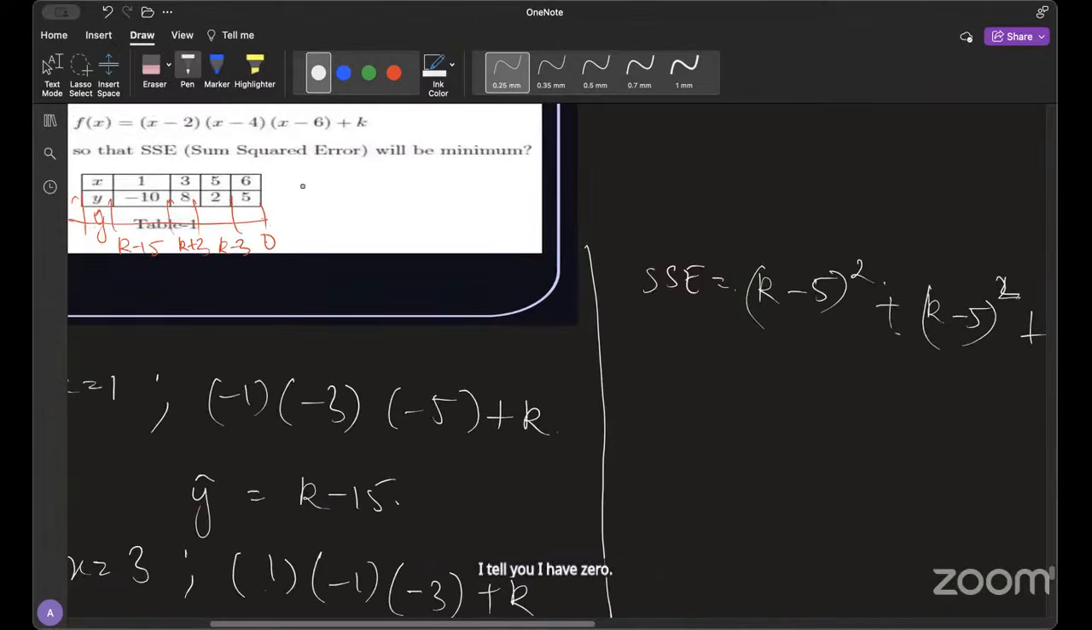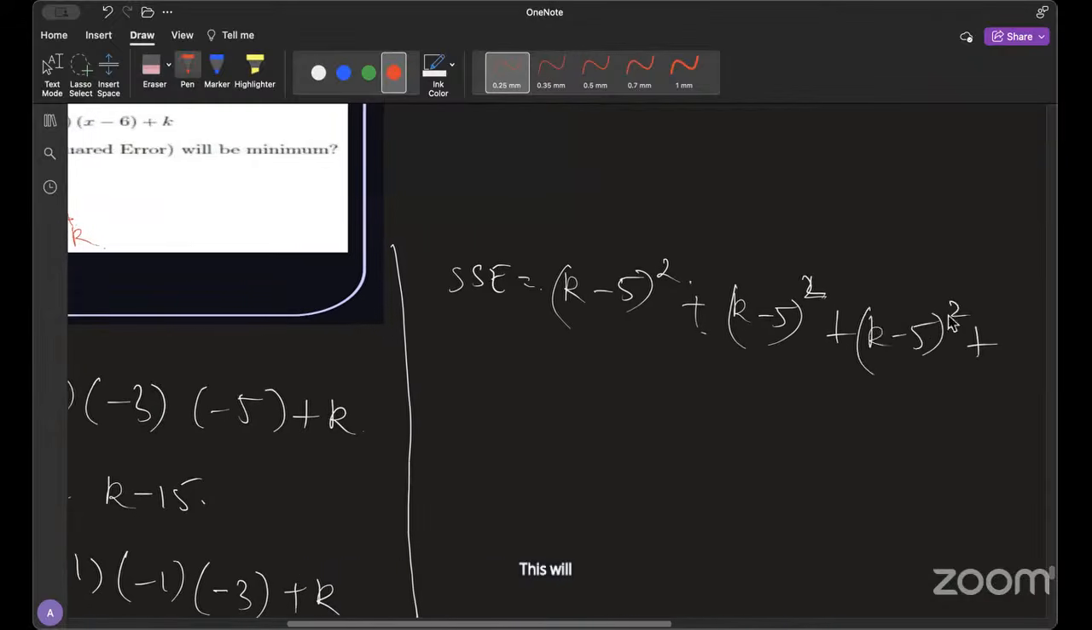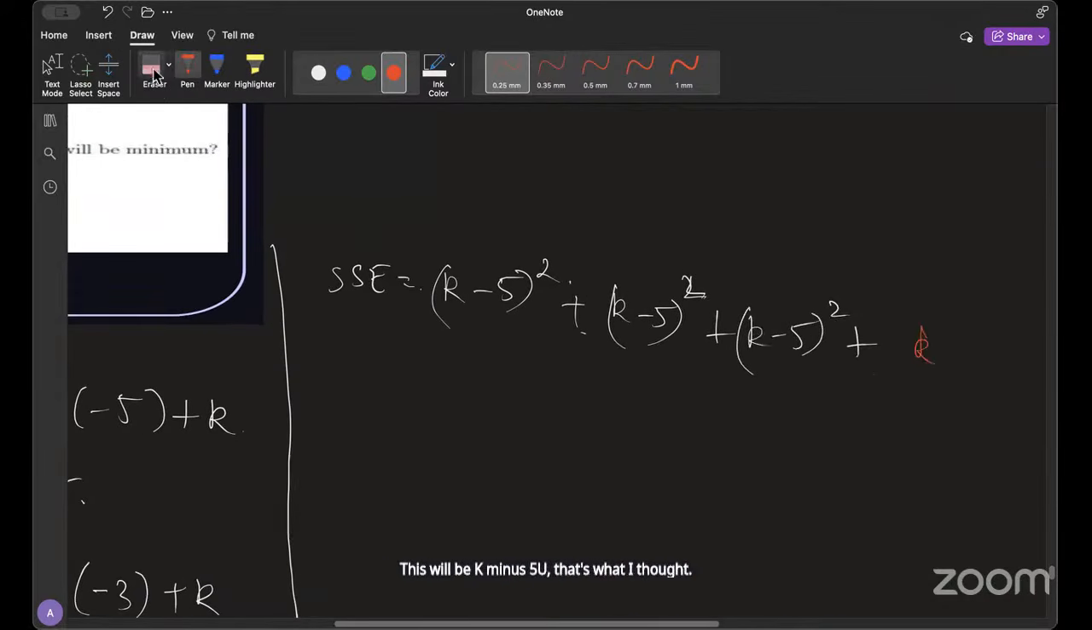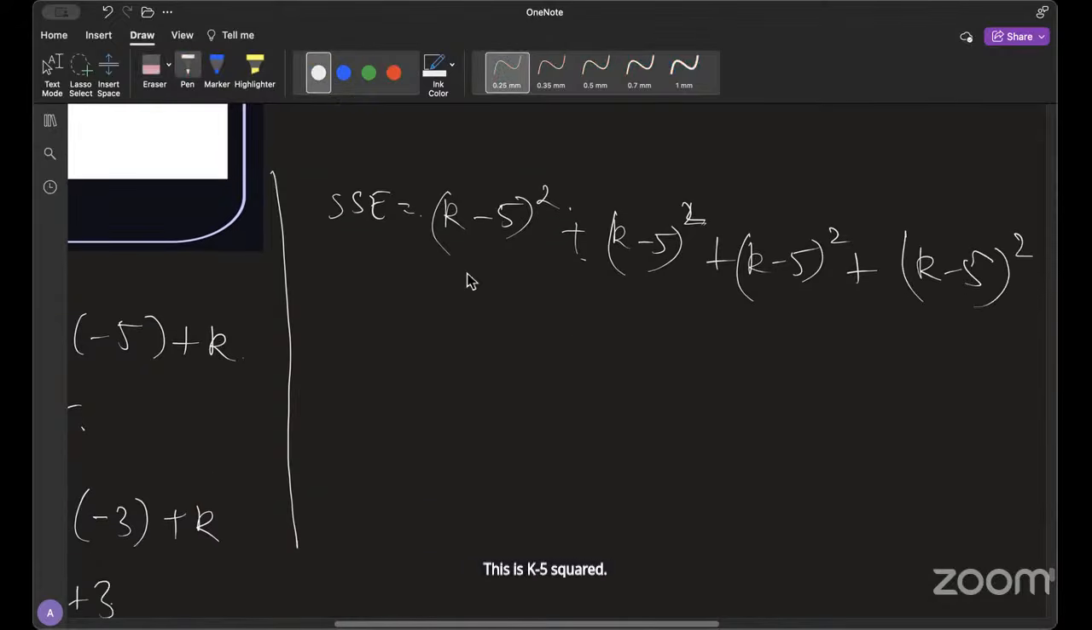And no, here we had k, right? So here we had k. This will be k minus 5. That's what I thought. There's a pattern here, right? This is k minus 5 squared. So this is 4 times k minus 5 squared.